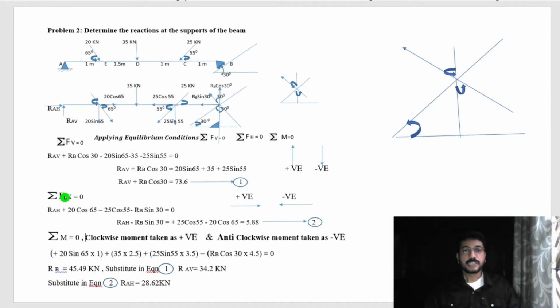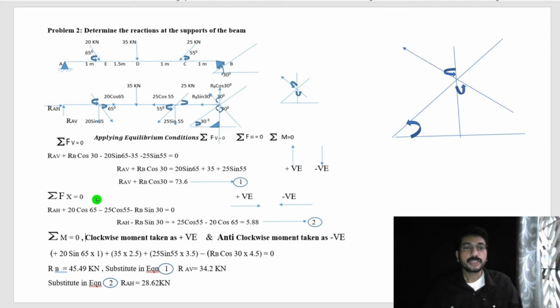In the case of the net force acting in the x direction, or the horizontal direction, it is equal to 0. Towards right is considered as positive and towards left is considered as negative. Two forces are acting towards right and two forces are acting towards left. Then we get equation number 2.